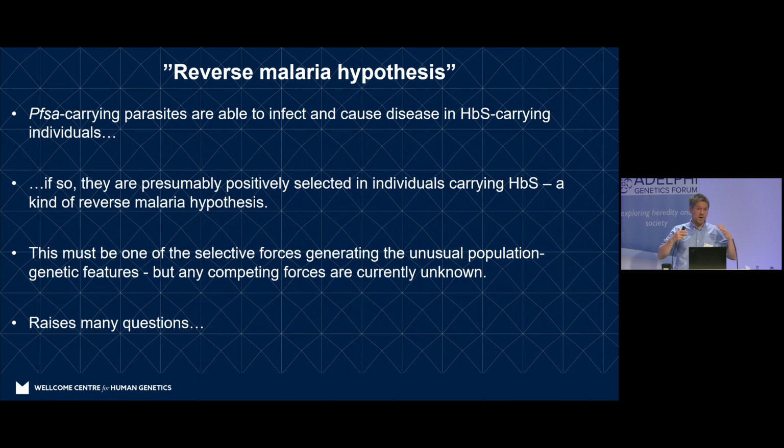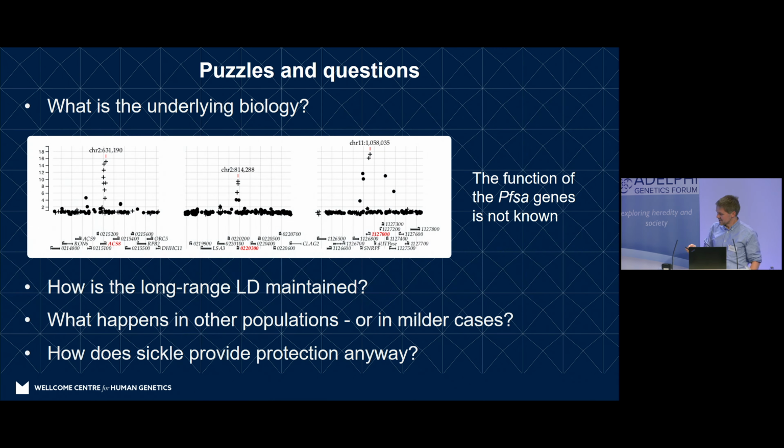That doesn't explain why they haven't fixated in the population yet. They are at intermediate frequencies, and we don't know what other forces are involved. It also raises a whole bunch of other questions. We don't know what the biology of these genes is or what the variants do to them. We don't understand this LD signal. But there's a hope that by using these parasites, we may start to get more answers to how sickle provides protection.